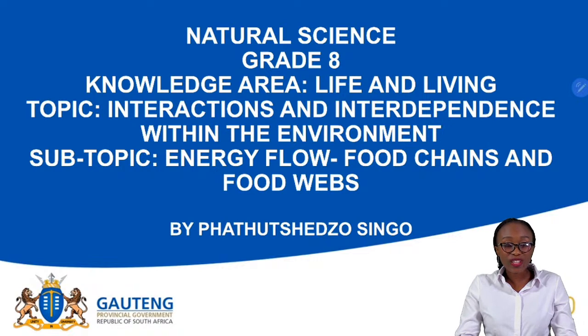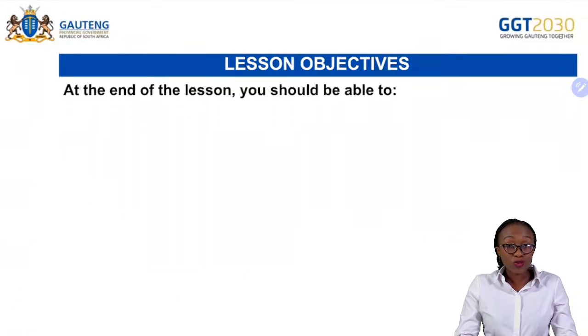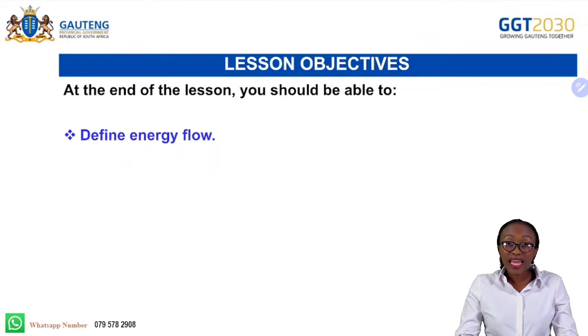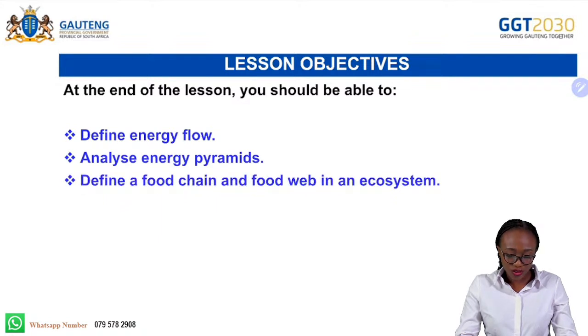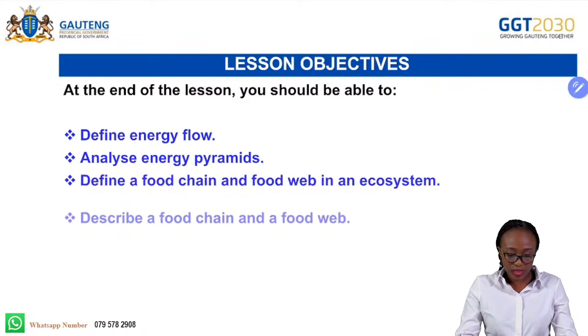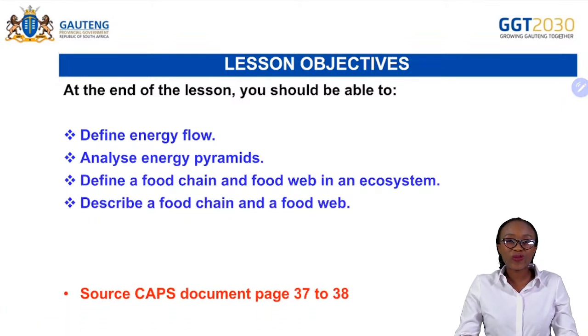In today's lesson, we're going to be learning under the novel experience, life and learning. The topic is interactions and interdependence within the environment, and the subtopic is energy flow, food chains, and food webs. Now let's go through the lesson objectives together. At the end of the lesson, you should be able to define energy flow, analyze energy pyramids, define a food chain and food web in an ecosystem, and describe a food chain and a food web. All this is sourced from the CAPS document from page 37 to page 38.